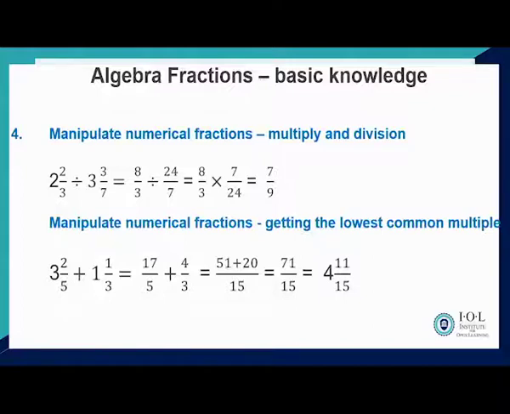Now I can multiply the tops, multiply the bottoms, and simplify. Or I can say 8 goes into itself once and into 24 three times. 1 times 7 is 7, and 3 times 3 is 9. Whichever way you do it, please just write the steps. You need all these steps in your questions.